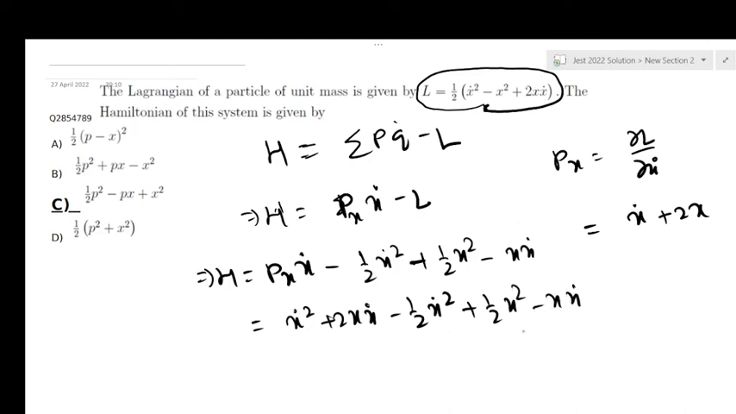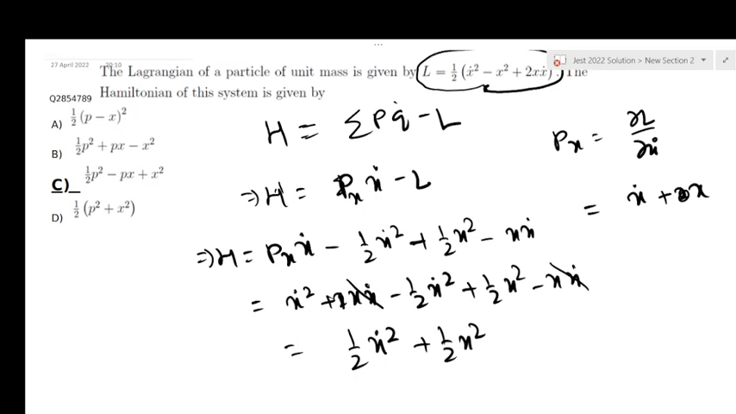I think I made some mistake somewhere. Okay, here 2 is not coming because the half gets cancelled, only x remains, so x dot gets cancelled, and if we simplify it, that will be half x dot square plus half x square.